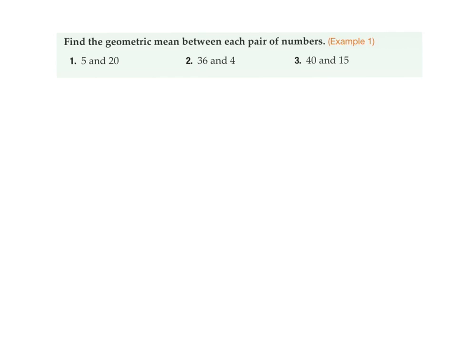All right, so let's have a look at the geometric mean. Question number one, the geometric mean of 5 and 20. All you're going to do is take the square root of 5 times 20. It's entirely up to you whether you simplify each of the radicals first or whether you just do the math. Well, the math is 5 times 20, which is the square root of 100, and you should know that the square root of 100 is 10.